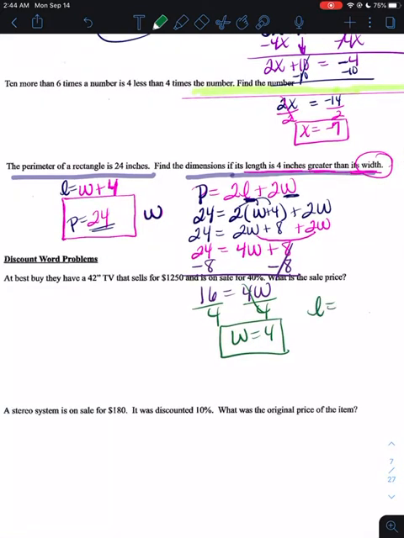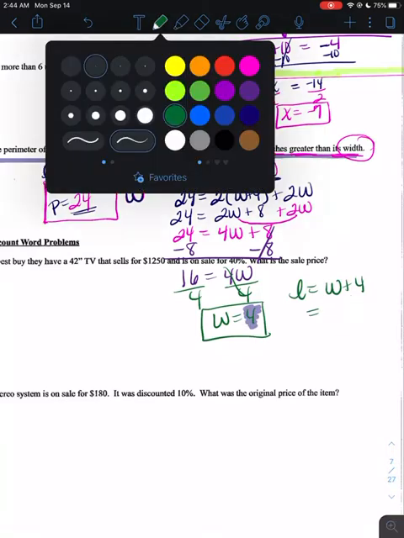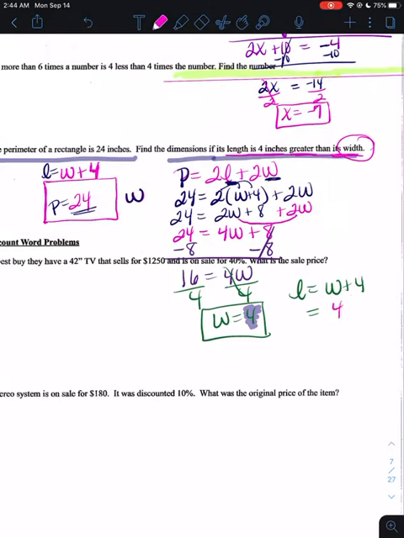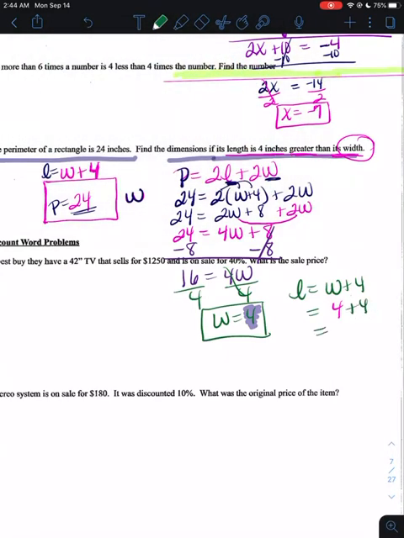So L, remember, is W plus 4. So whatever your width is plus 4. So this is going to be the 4 that I have over here, so 4 plus the 4 that's here. So this equals 8. So this is my length. All right, so both numbers, 4 and 8.